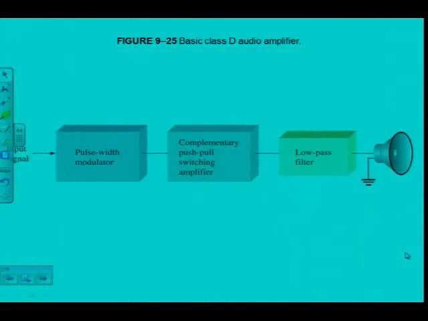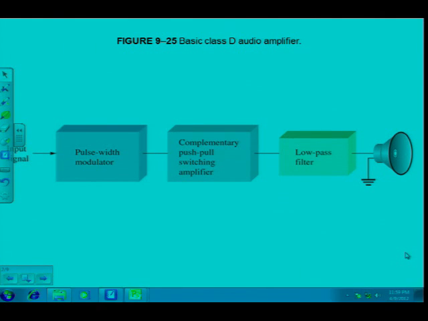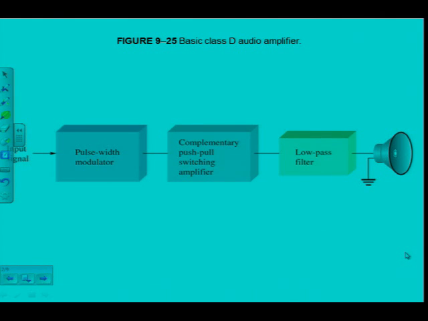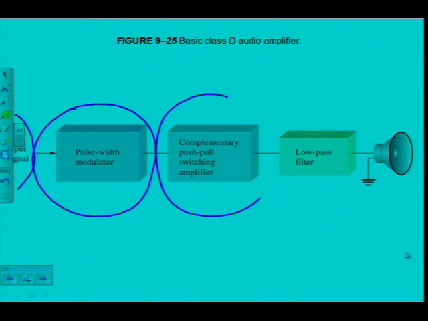All right, let's have a look at the block diagram of a basic Class D audio amplifier in figure 925. And see, here's my input signal. Then the first section that we're going to discuss, they are all discussed separately in the textbook, is the pulse width modulator. Then the second one is going to be the complementary push-pull switching amplifier. And then lastly, the low-pass filter before my signal reaches the speaker.